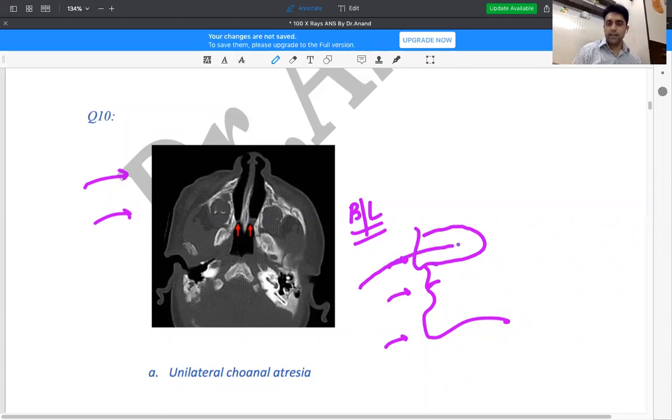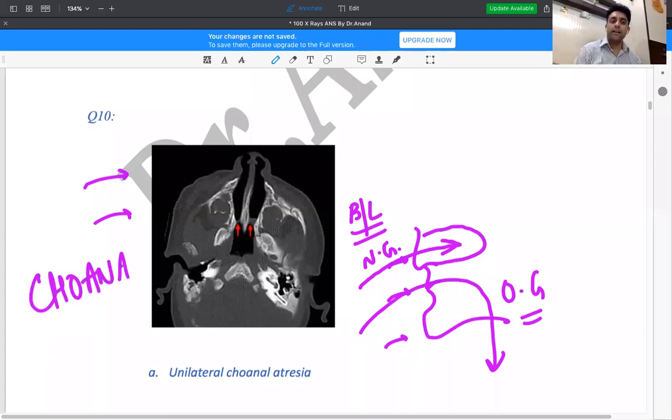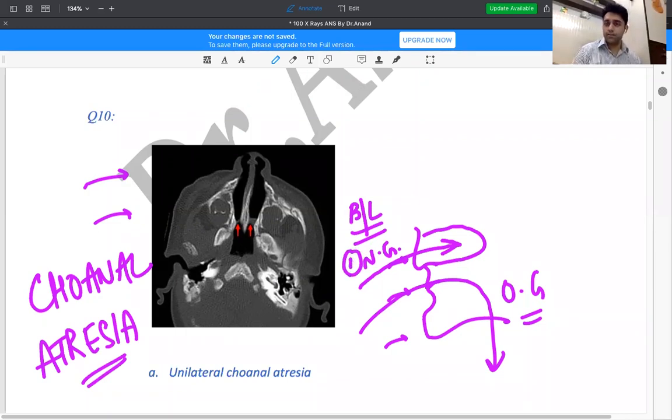If I pass a nasogastric tube through the nose, I'm not able to pass the nasogastric tube, but I'm able to pass the orogastric tube. So what is the diagnosis? The diagnosis is the child is suffering from choanal atresia. What is atresia? Atresia means abnormal narrowing, okay? Are you understanding? The question is, a newborn baby is not able to pass a nasogastric tube, but is able to pass an orogastric tube. What is the diagnosis? The answer is choanal atresia.